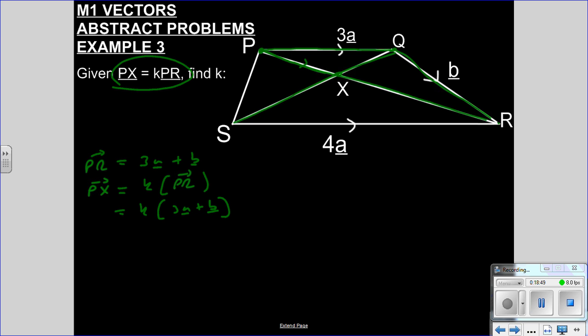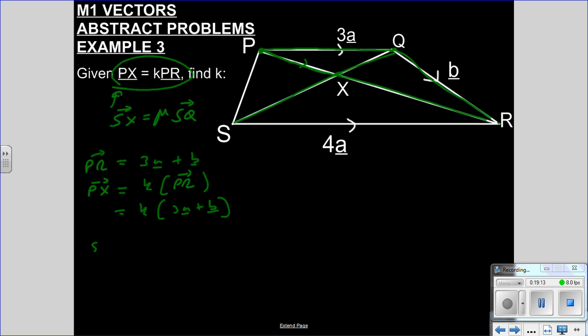So S to X must also be some proportion of S to Q, surely, from the same logic as what we had up here. S to X must be some proportion, let's call it mu, of S to Q. It must be, right? And how do we map that out?